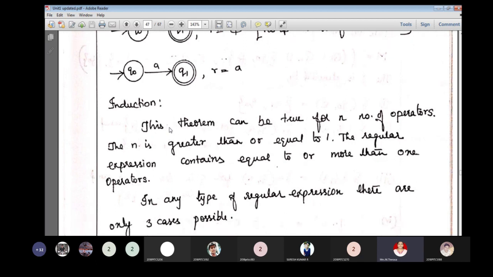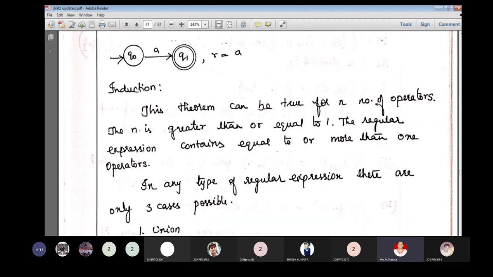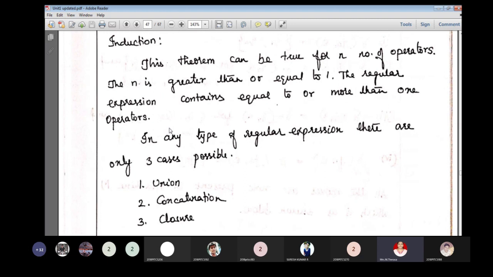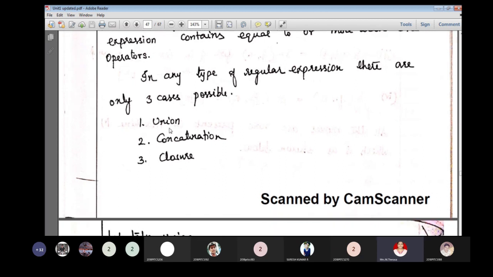So this theorem holds for n number of operators, where n is greater than or equal to 1. You may have any number of operators, but it should have a minimum of one operator. So the regular expression contains one or more operators. In any regular expression, there are only three cases possible: union, concatenation, closure. So these are all the operators.